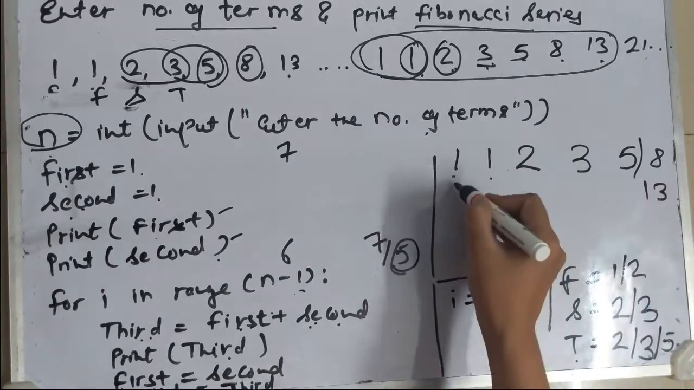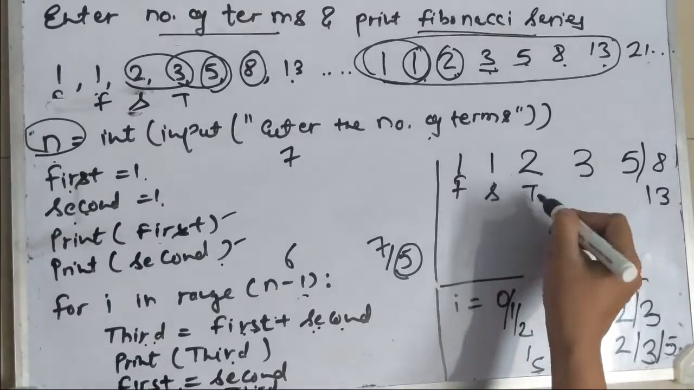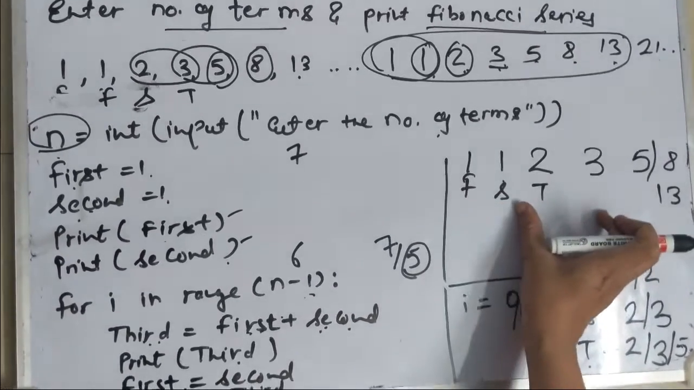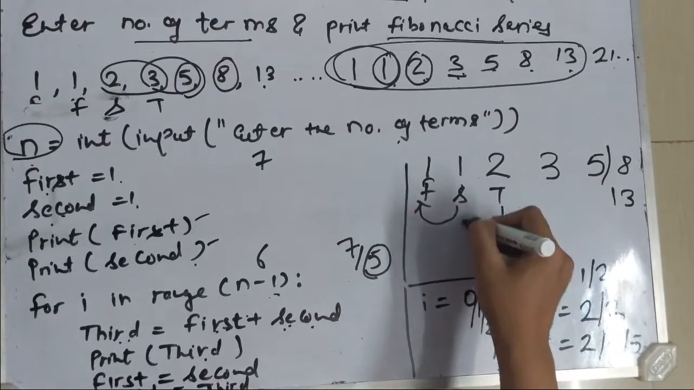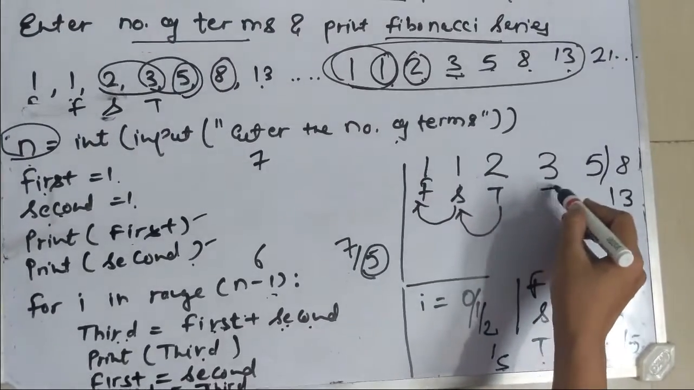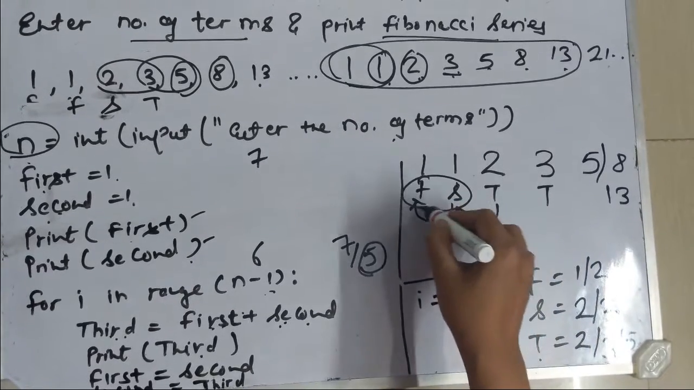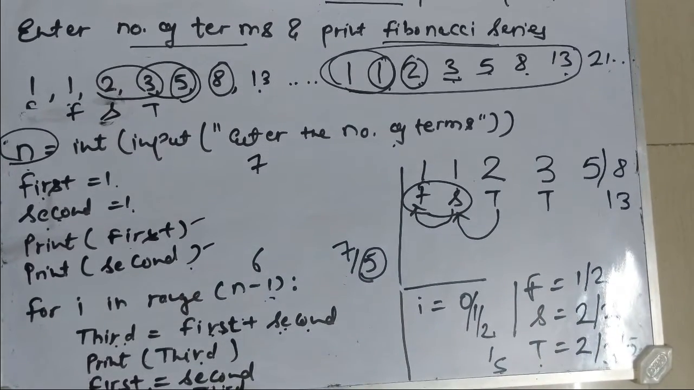So every time, first, second and third, you move by this logic, you shift everything by one term. Second becomes first and third becomes second, and then again for third you are going to find the sum of first and second. This is how a Fibonacci series program looks.